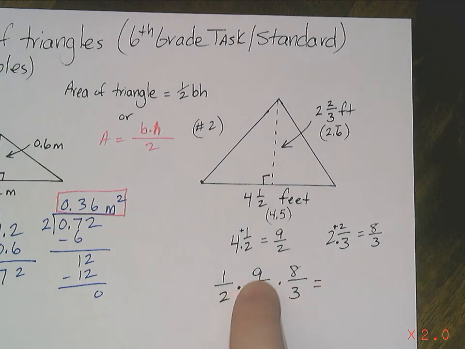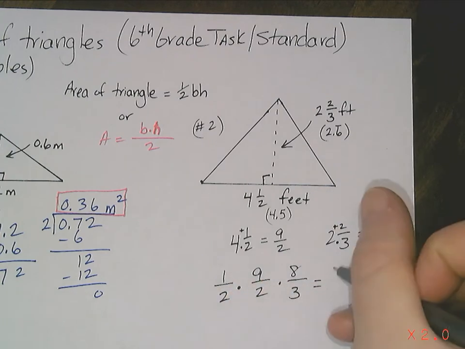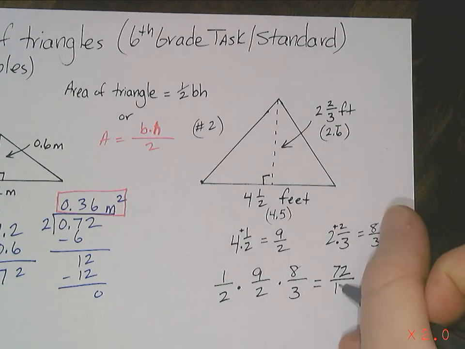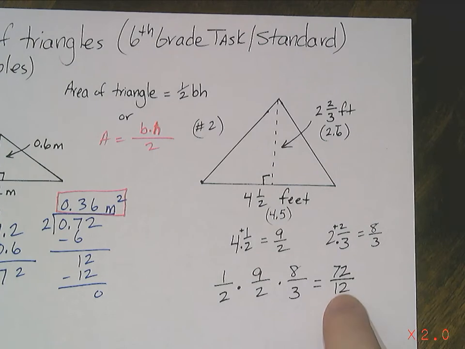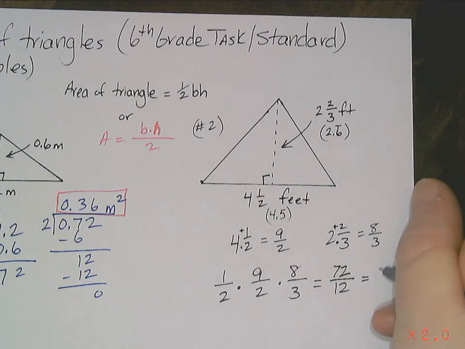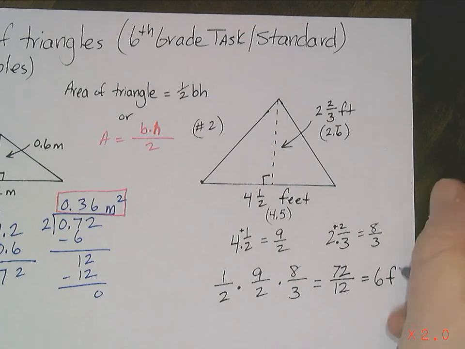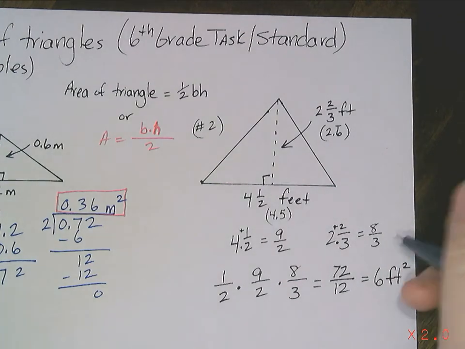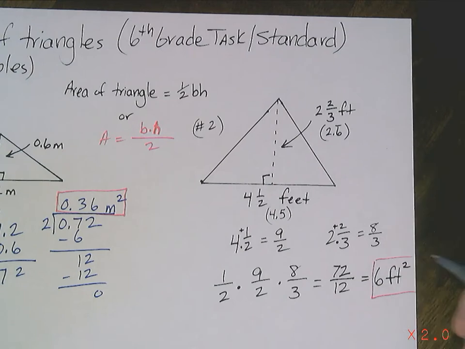1 times 9 is 9. 9 times 8 is 72. 2 times 2 is 4. 4 times 3 is 12. And if you want to change this back to a mixed number, in this case, 12 will go into 72 evenly 6 times. So this is actually 6. So the answer is going to be 6 feet squared. So that would be your answer.